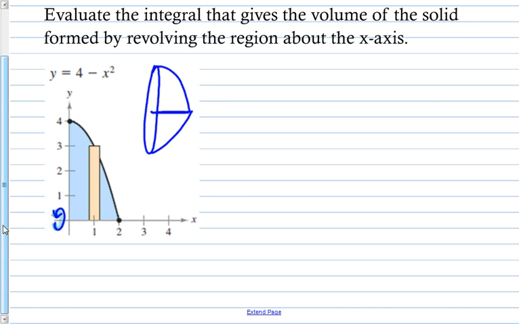So volume is pi from 0 to 2, right? But we had figured that out in example 3. And then 4 minus x squared, right? Because it's r squared. So 4 minus x squared is the r part. So squared, and then dx.